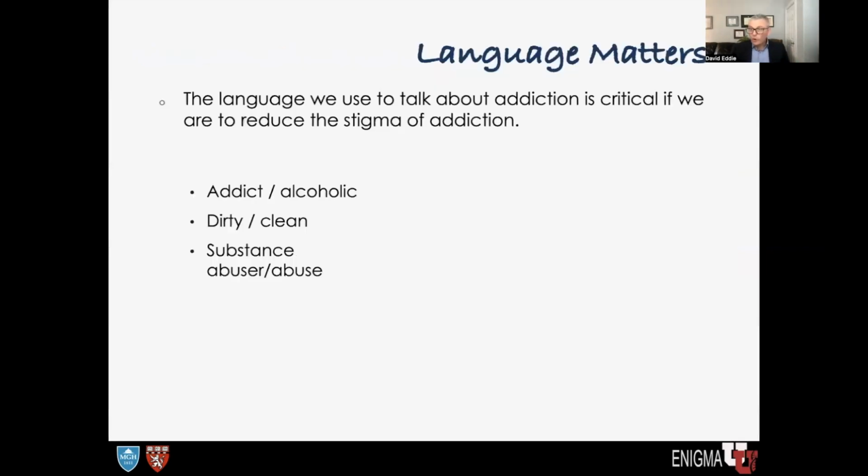So historically, we've called people addicts, alcoholics. We've referred to toxicology results as dirty and clean. So a positive toxicology result is often referred to in the treatment community as dirty. If it's negative, it's referred to as clean. And probably worst of all, we've talked about substance abuse and substance abusers. Well, what are the problems with these terms? What comes to mind when you think of an addict or an alcoholic?